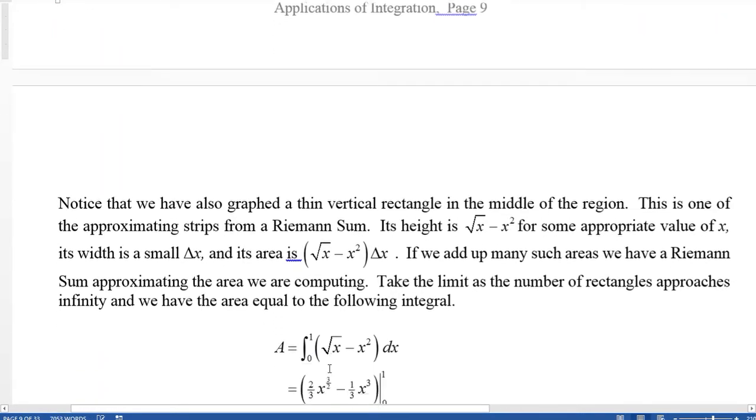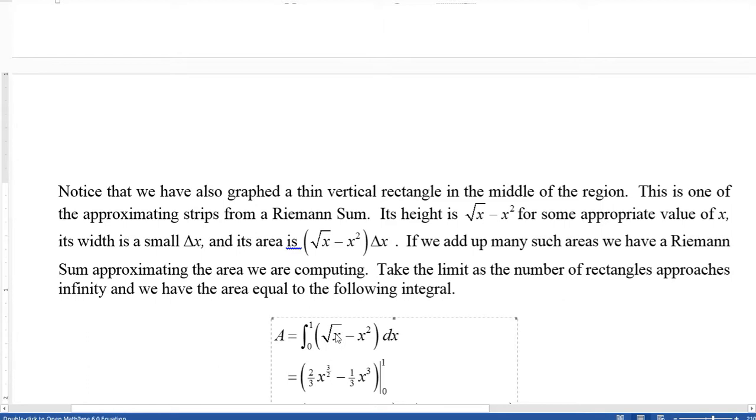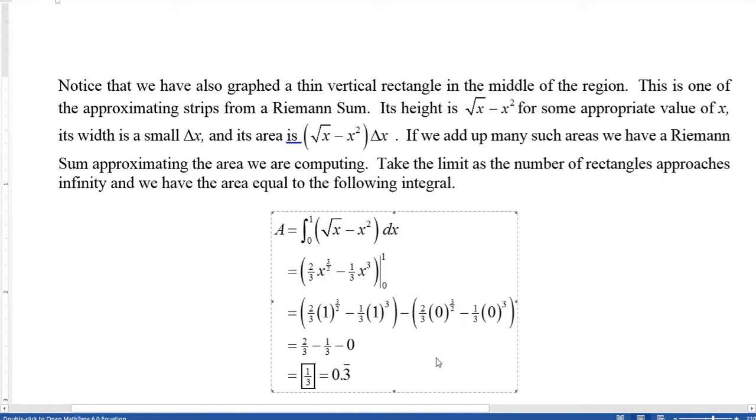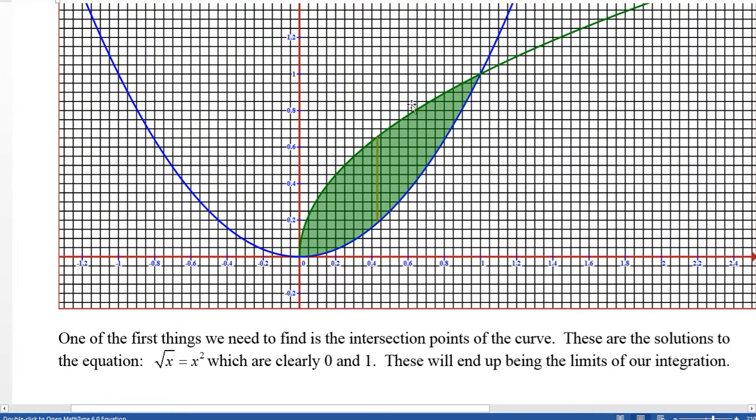Of course, this is not a very hard one to do. Think of this as x to the 1/2. The power goes up 1 to 3/2, multiplied by the reciprocal, which is 2/3. This one, x squared, comes up to x to the 3rd, multiplied by the reciprocal, which is 1/3. It's still got a minus. Then we evaluate from 0 to 1, plugging in 1 and 0. Things worked out nicely here. All the terms with 0 just go to 0, and 1 to whatever power is 1. So this becomes just 2/3 minus 1/3 minus 0, which is just 1/3, which is 0.3 repeating, and that is the area we're looking for.